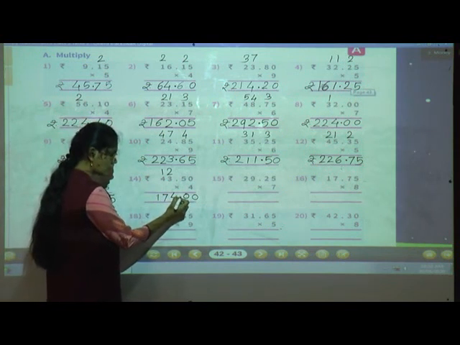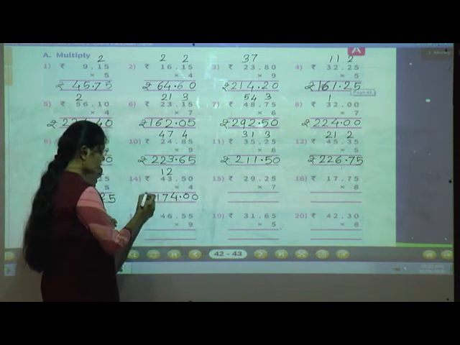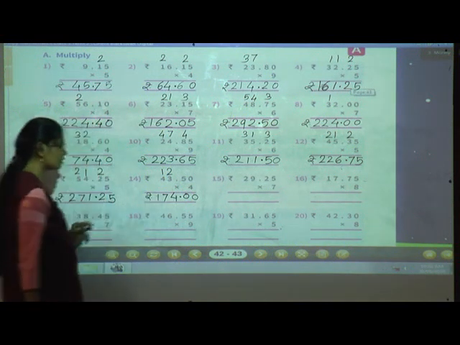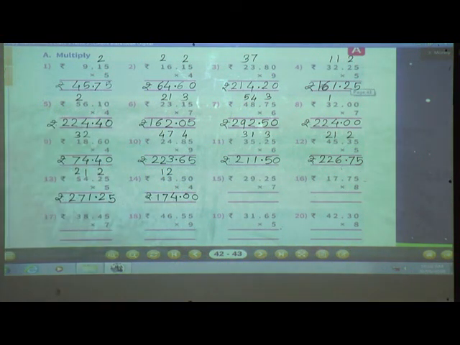So before this 0 we have to give a dot. Now read the answer. What is the answer? Rupees 174. Okay, clear? Okay. Now see the next example.